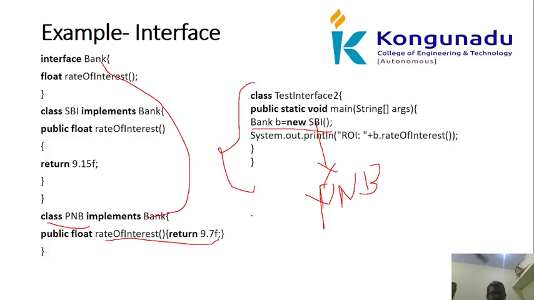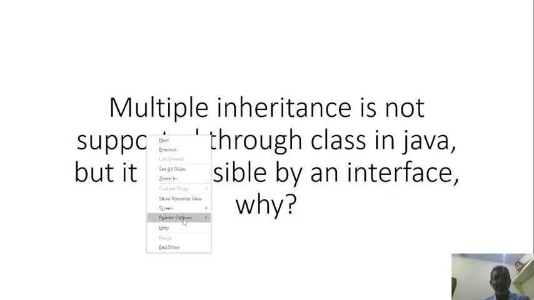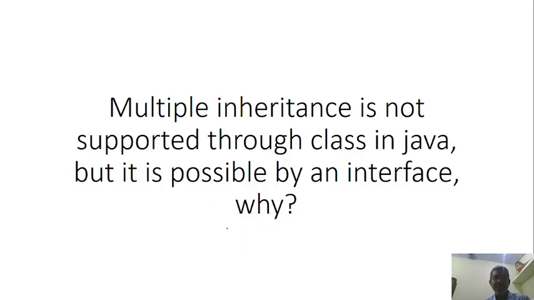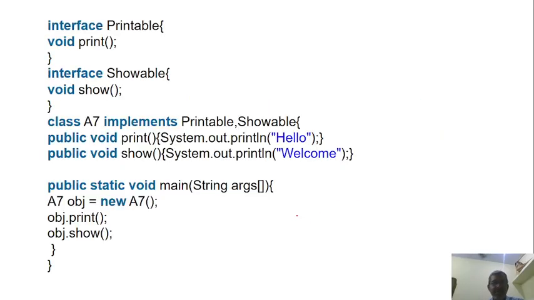If it is PNB, the corresponding rate of interest will be 9.7. Actually in unit 1 itself we asked one question: whether multiple inheritance is supported in Java or not. It is possible by using an interface. Multiple inheritance is not supported through classes in Java, but it is possible through interfaces. Let us see one example program.